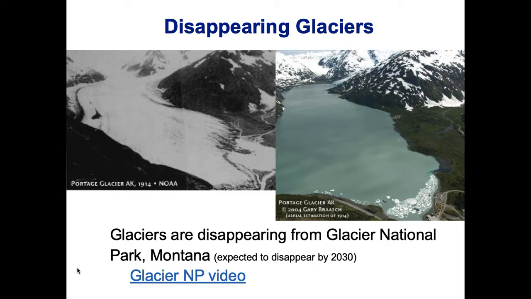So this shows a glacier in Alaska. And you can see the expanse of ice. This is exactly the same picture. So you can see this mountain here, this mountain here, this mountain back here, this mountain back here. These glaciers are gone. And the video will show some similar kinds of pictures from Glacier National Park in Montana.